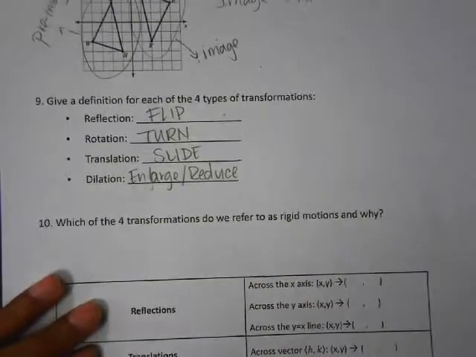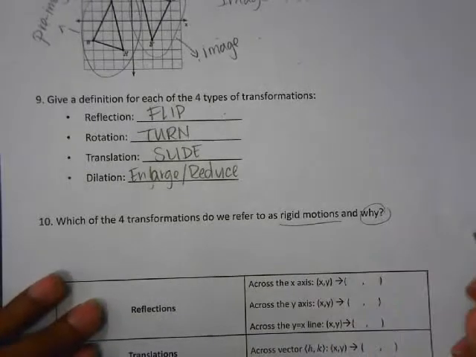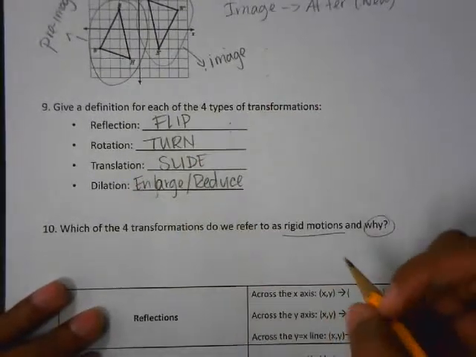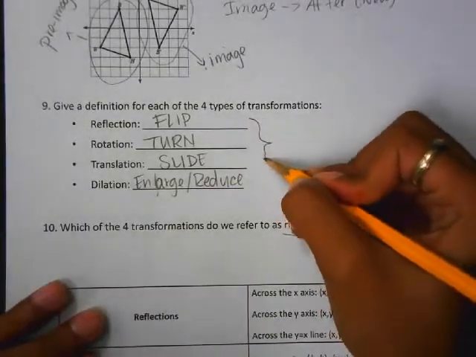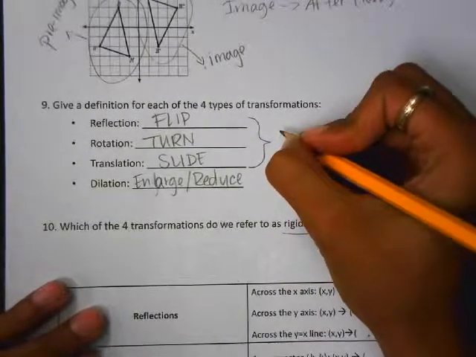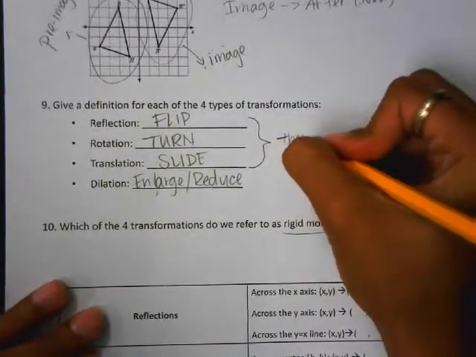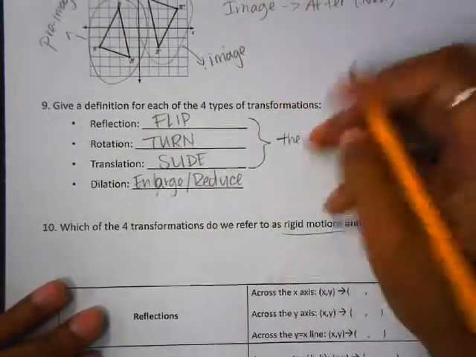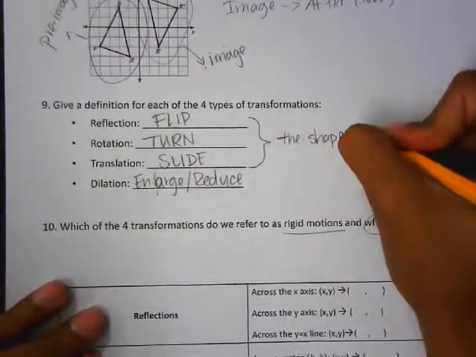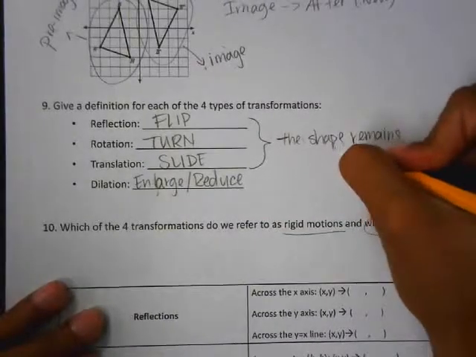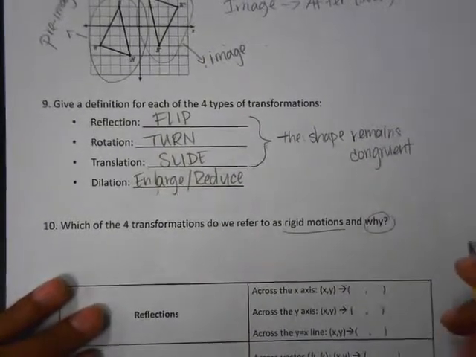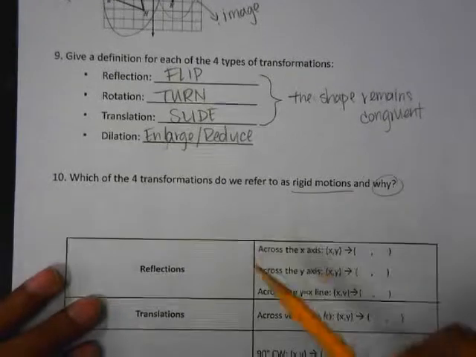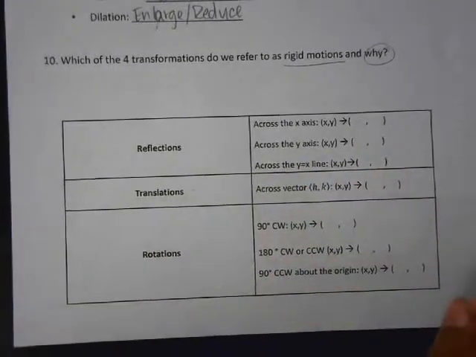Number 10, which of those four transformations do we refer to as rigid motions and why? So out of these four transformations, the only ones we refer to as rigid motions are reflections, rotations, and translations. And again, those are rigid motions because the shape remains congruent. The only thing that changes in the shape is the direction that it's facing. Okay? Reflections, translations, and rotations. Now you need to have these rules memorized.